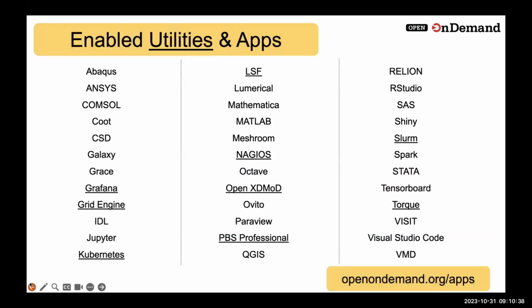This is a list of some of the utilities and apps that we know are being used with Open On Demand. Everything underlined is a utility, and the apps are not. And you can see it's a list of commonly used utilities and tools that people use when doing research computing. As we said, we're always welcoming contributions from the community. We know that there are many other apps out there, and we welcome contributions to our repos so that we can make these more well-known to others.